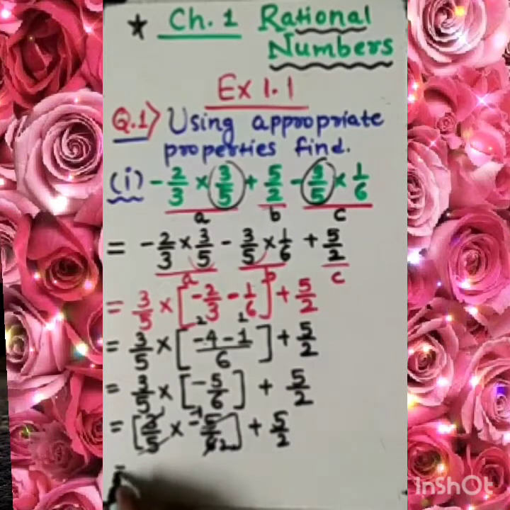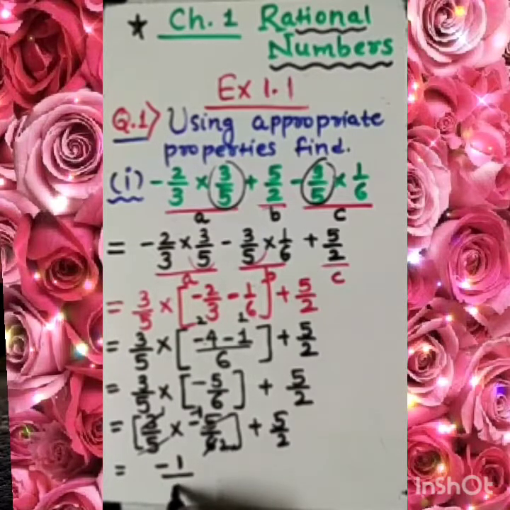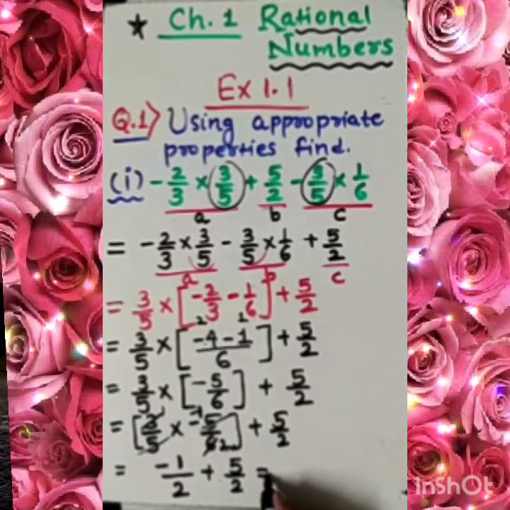So dear student, what is left here with me? In the numerator I have minus 1, and in the denominator it is 2 only. Clear to you? So here minus 1 half is left, and this is 5 by 2 here. Now you know very well, LCM similar means denominator similar. Already both of these rational numbers are in like fraction.